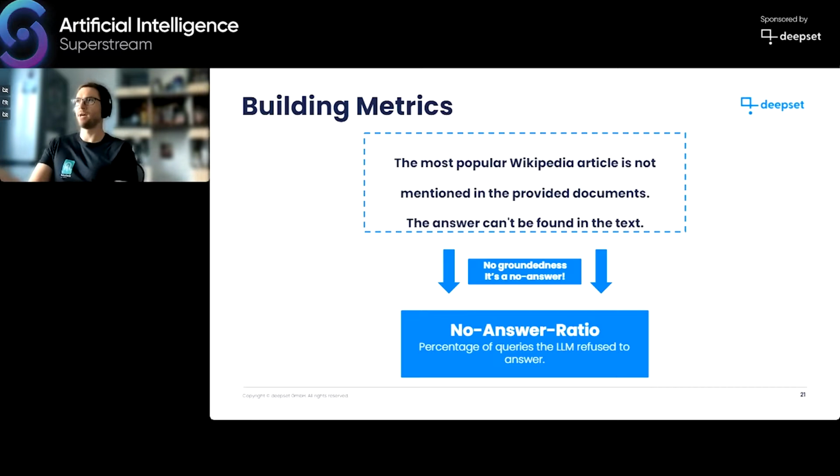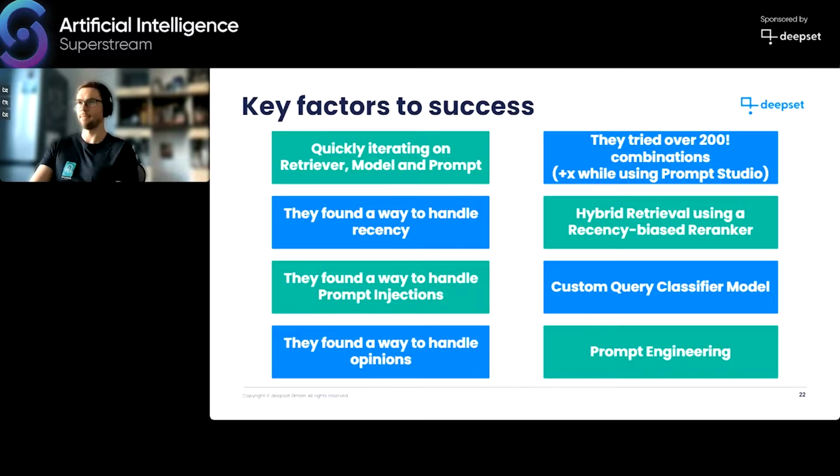And now if you think about what you want to optimize your system for, you want to get a very, very high groundedness value, but you also want to ensure that the no answer ratio is not too high. Because if your model doesn't answer any questions, of course, it's quite useless, right? So these two always come together. That's also something that the customer here used to build the system.